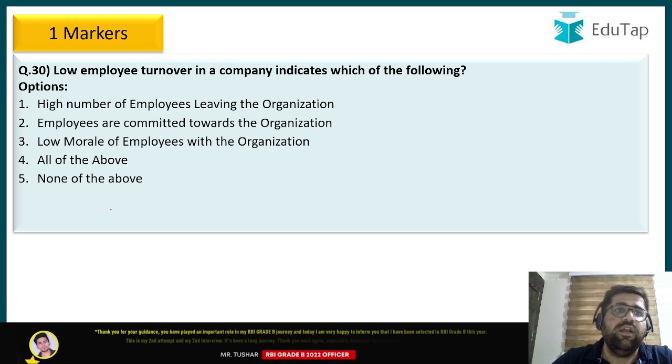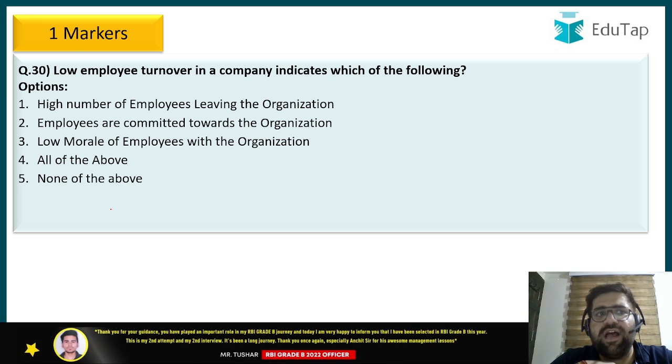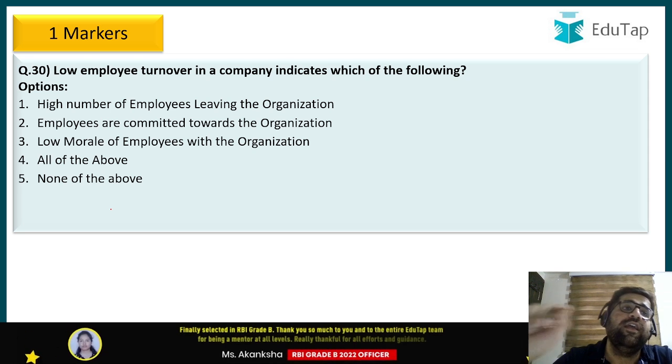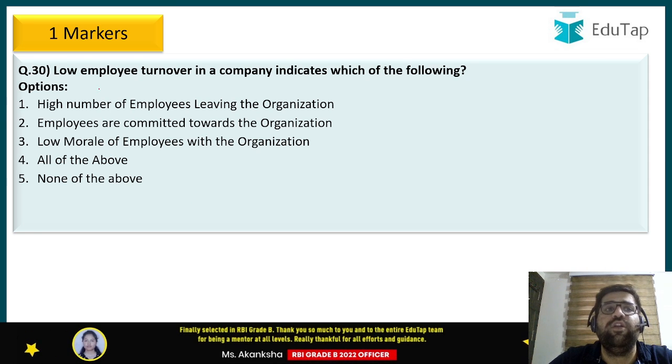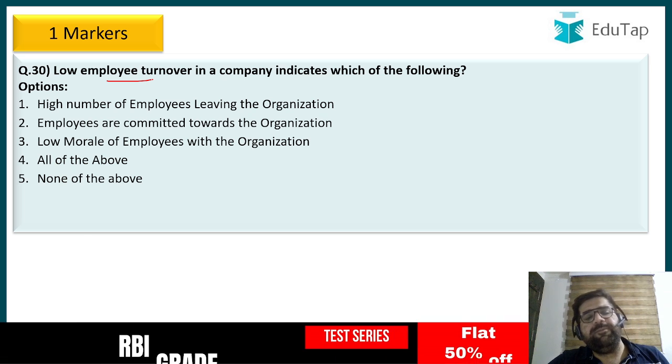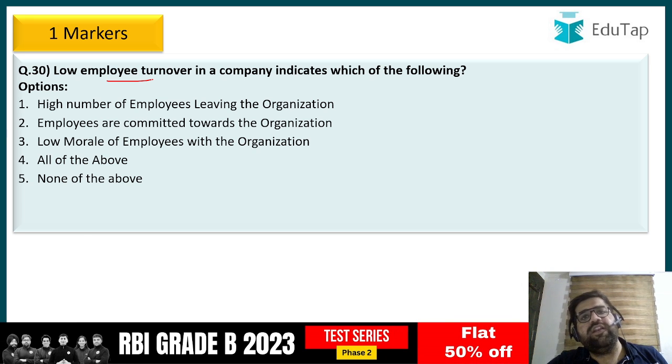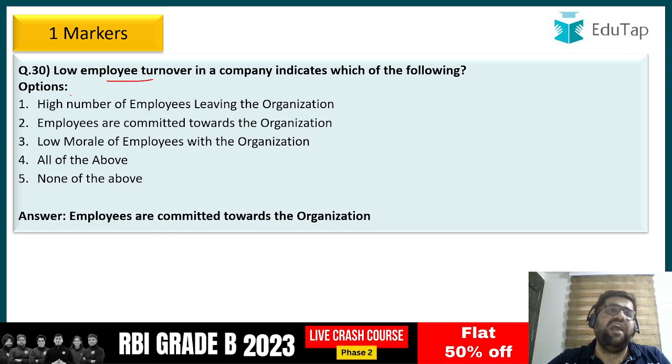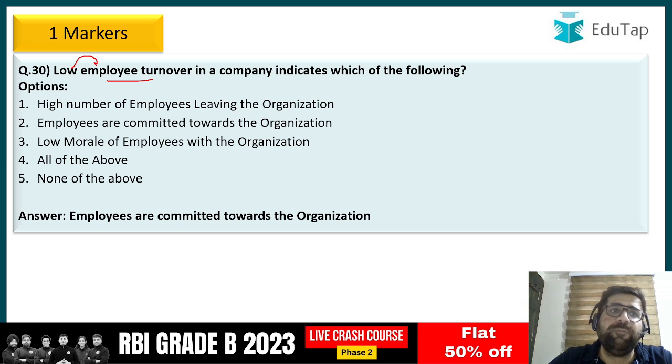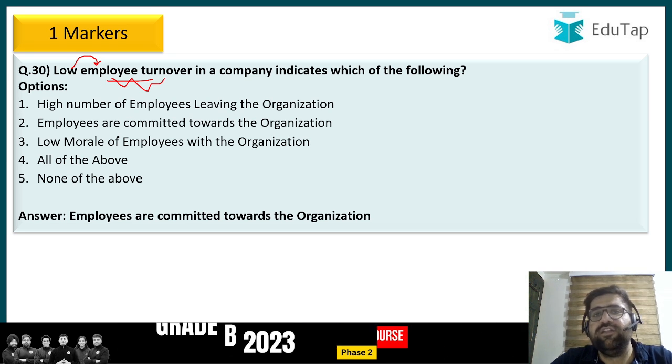Now, this is the last question of our objective series. Low employee turnover in a company indicates which of the following things? If there is low employee turnover, what does that mean? That people are not leaving your company. If that particular ratio is low, it is good news for the company. Why? Because maximum people are staying in the company. Employee turnover ratio is low, that is a good thing.